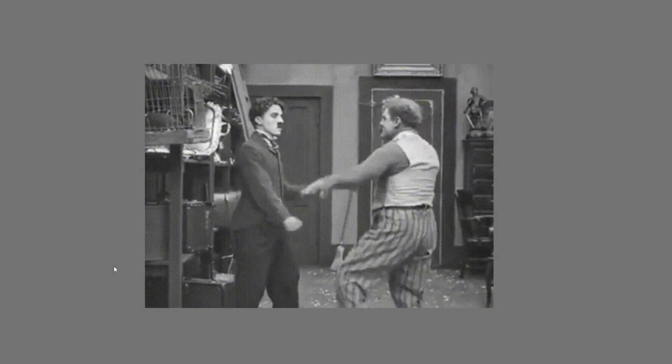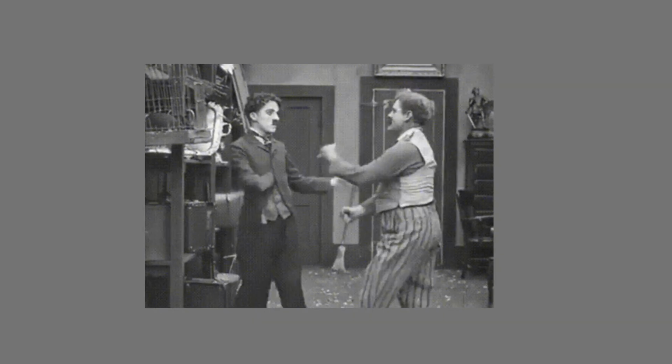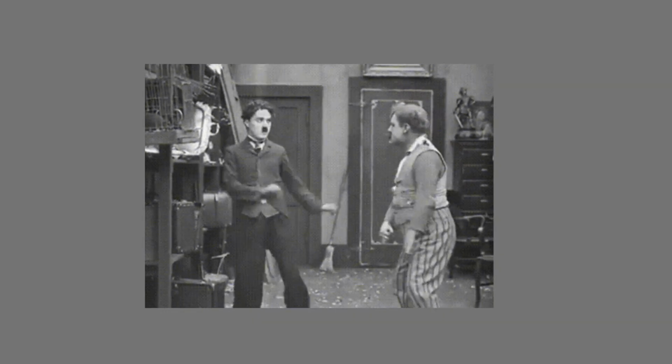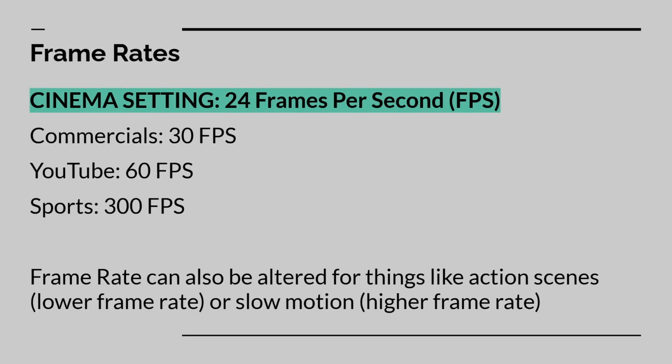And during the silent era in the early days of film, they tried different frame rates to see what worked the best. And Hollywood just kind of stuck to 24 frames.